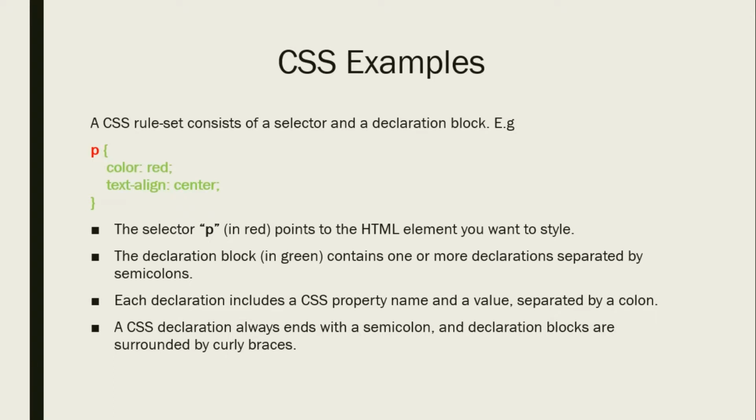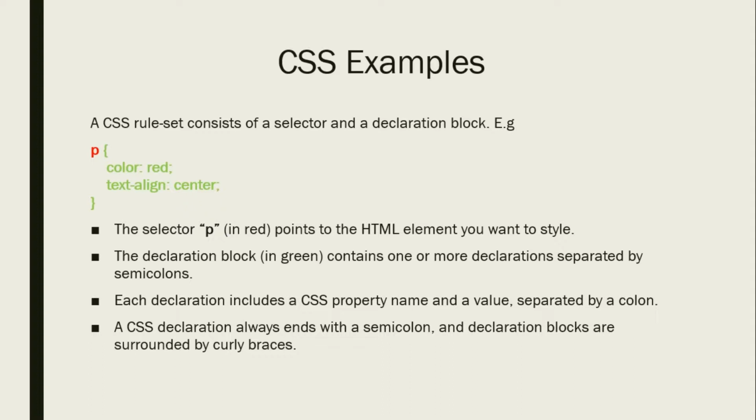Here are some examples of CSS and the syntax per se. A CSS rule set consists of a selector and a declaration block. This is an example of CSS for an HTML paragraph element. The selector P, in red, points to the HTML element you want to style. The P is the HTML element we are styling here, which is for the paragraph.